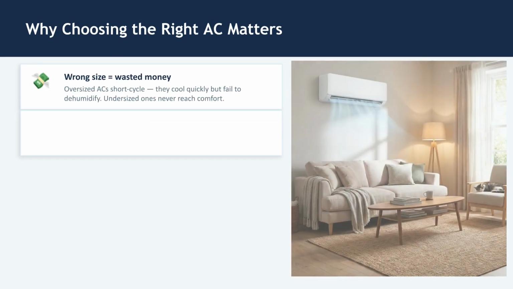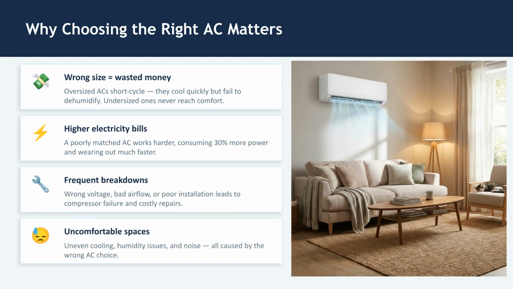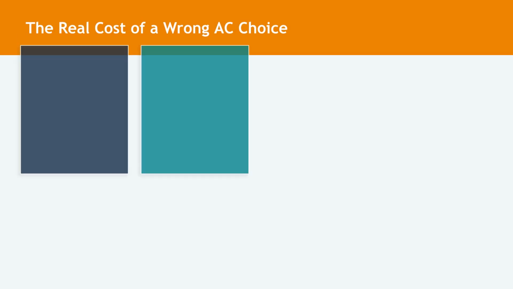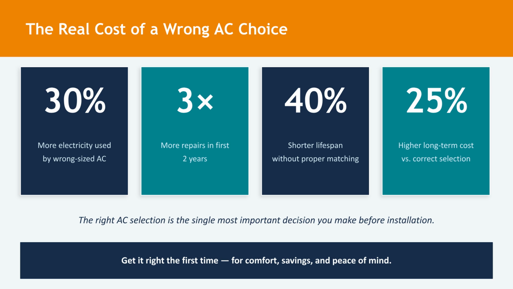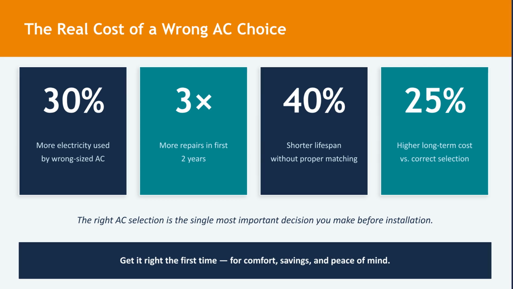Choosing the wrong AC size wastes money and can lead to problems. Oversized units cycle frequently, failing to dehumidify, while undersized ones never reach comfortable temperatures. This results in higher bills, frequent breakdowns, and uncomfortable spaces. A mismatched AC can use 30% more electricity and lead to 3 times more repairs in the first 2 years. This can shorten the lifespan by 40%, resulting in a 25% higher long-term cost. Getting the selection right is the most important decision.